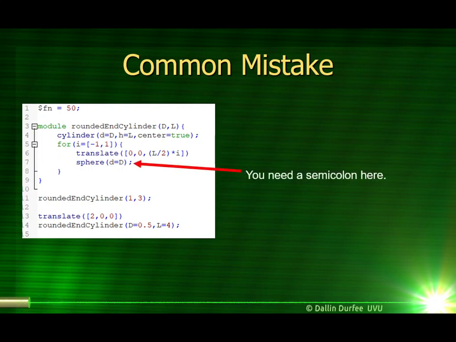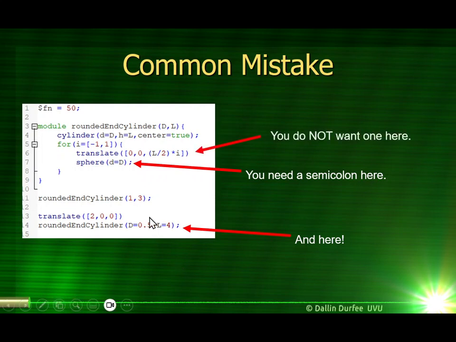First of all, remember you have to have semicolons after your objects. If you make a sphere, or I've defined round end cylinder to be a module, when I call that, I need a semicolon at the end saying, that is the end of my object. But you don't want semicolons after the translations or rotations or the scales.